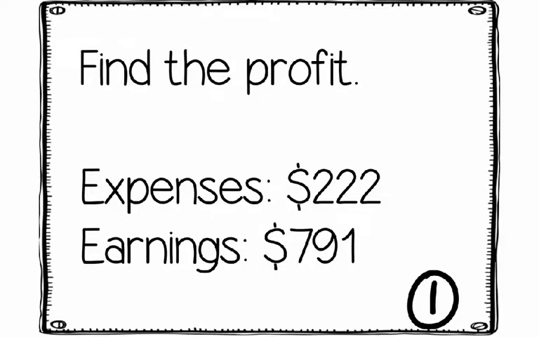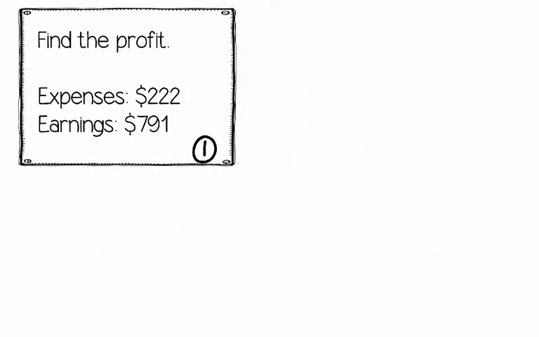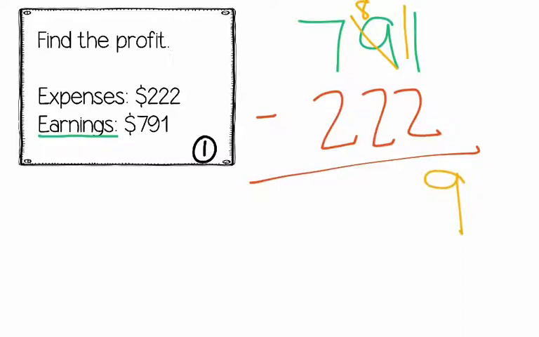Find the profit. Okay, earnings is the same thing as income. So I do 791, income, minus expenses of 222, is your profit. 11, 8 minus 2 is 6. So it is $569.